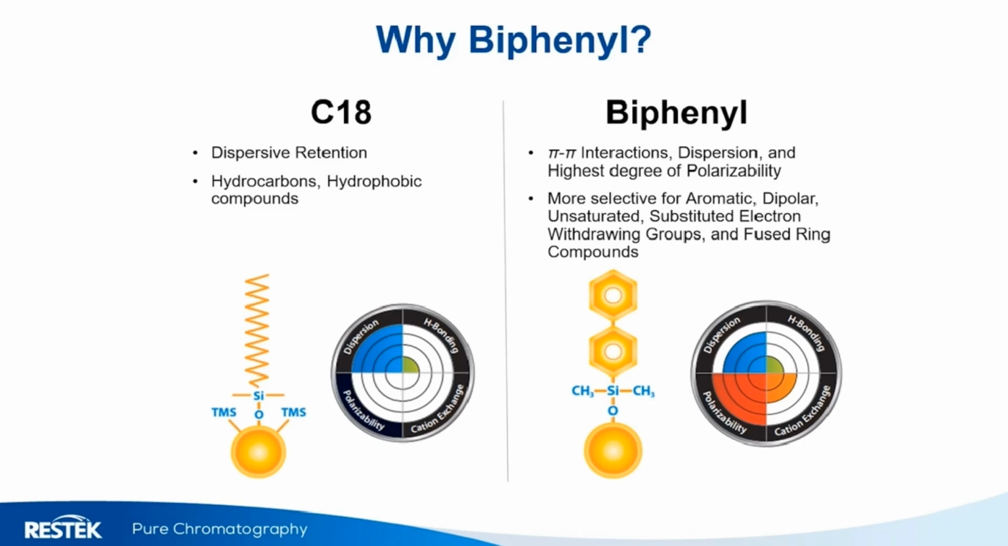Biphenyl ligands offer additional, enhanced, and orthogonal selectivity for aromatic species, such as drug-like compounds, making LC-MS-MS analysis faster and more rugged. We state that biphenyl is a good choice for compounds that are aromatic and dipolar or have substituted electron withdrawing groups, fused rings. Let's review some of those terms so we can spot a good candidate for compounds for biphenyl retention.